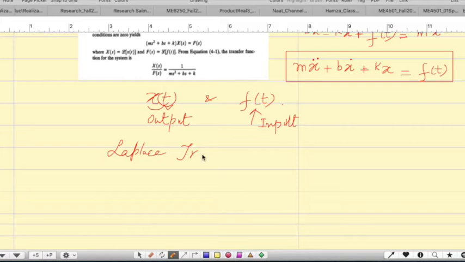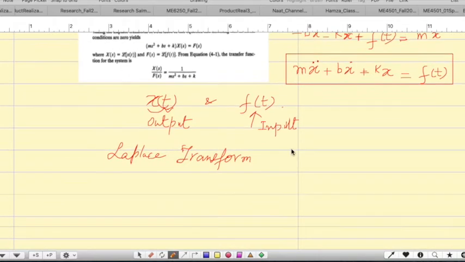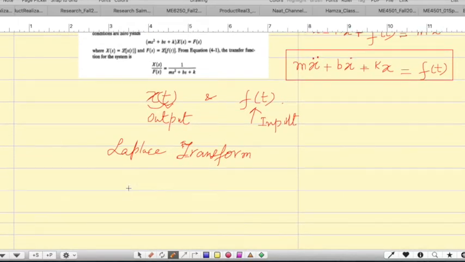I assume that you know how to take the Laplace transform of a differential equation. I assume this because the co-requisite or prerequisite of this lab is a control theory class, where you learn this Laplace transform in detail. So let me explain a little bit. The Laplace transform of x double dot, assuming the initial conditions are 0, is s square X of s.